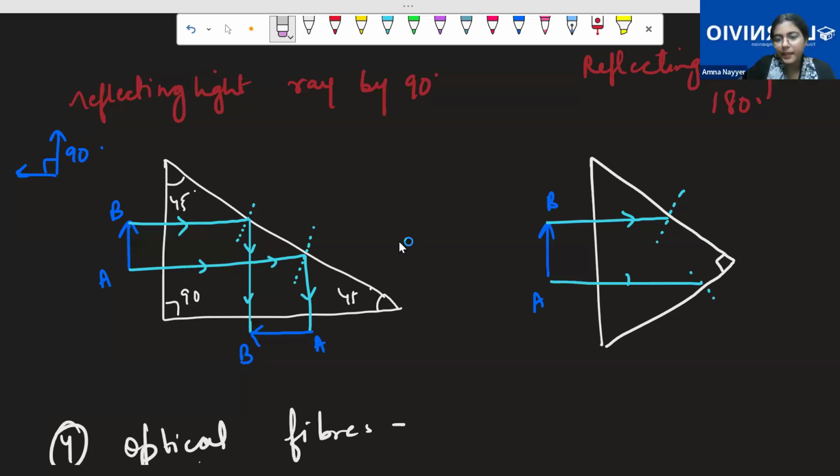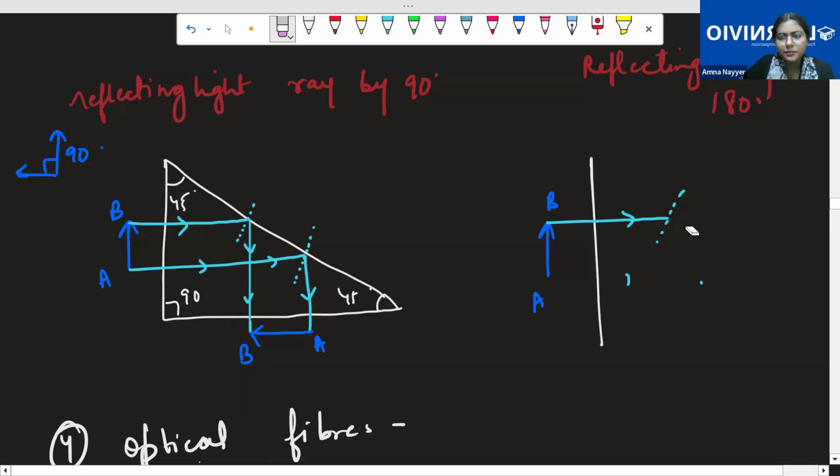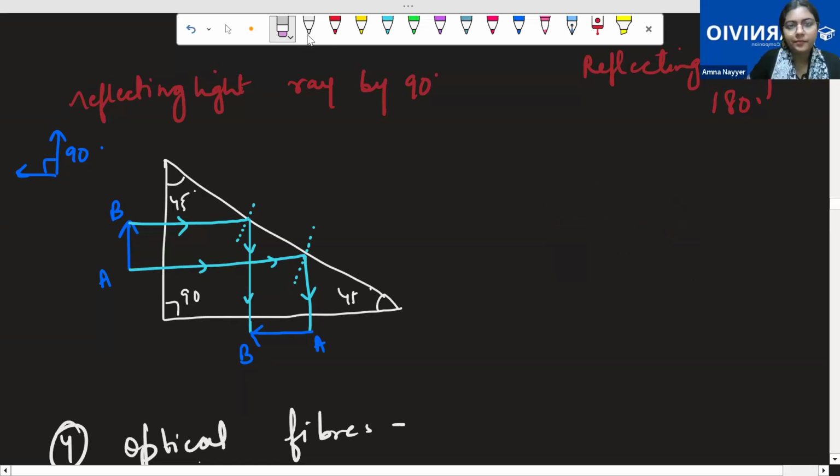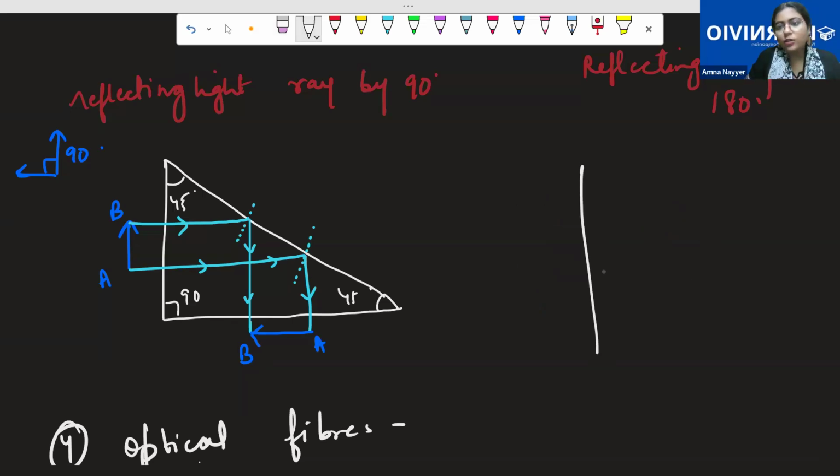Yes, I was discussing the prism part with you. Is this clear? The 90 degree one. Yes, ma'am. Okay. See, to reflect it by 180 degrees, it's a 90 degree prism only, a right angled prism. Here, this will be 45, of course.